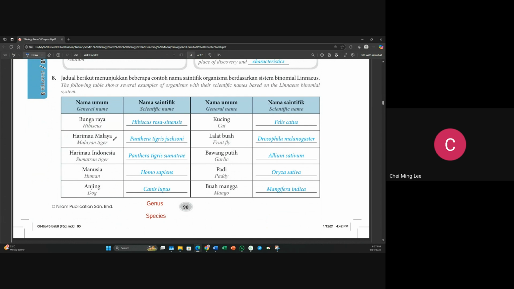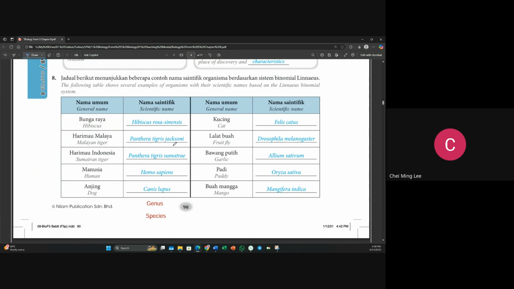Then the Malayan tiger is normally called Panthera tigris jacksoni. The Sumatran tiger is Panthera tigris sumatrae. Jacksoni may be the person who found it, while Sumatrae is because of the place. Human is Homo sapiens. Panthera is the genus, tigris the species. If you didn't divide the tiger by place, the name is Panthera tigris. But if you add the place, then there is Jacksoni and Sumatrae. It's actually a classification inside the same species.